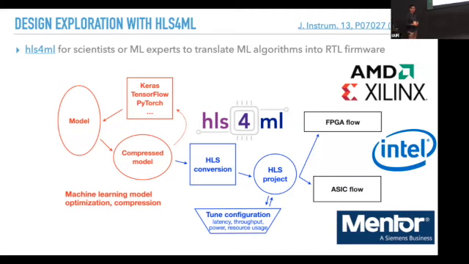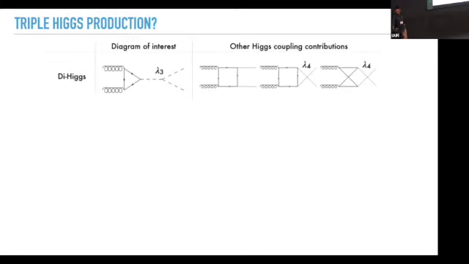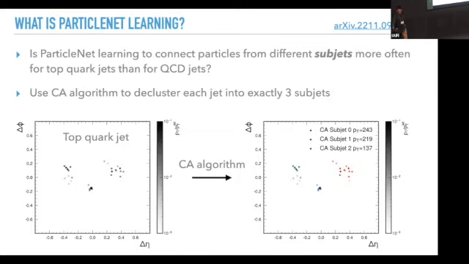Hi, I have a question. When you use this kind of exclusive clustering to have only 3 subjects, my question is, we were trying to have the model learn the important connections. So you have an exclusive cluster and you keep the 3 hardest subjects because it's a top quark.